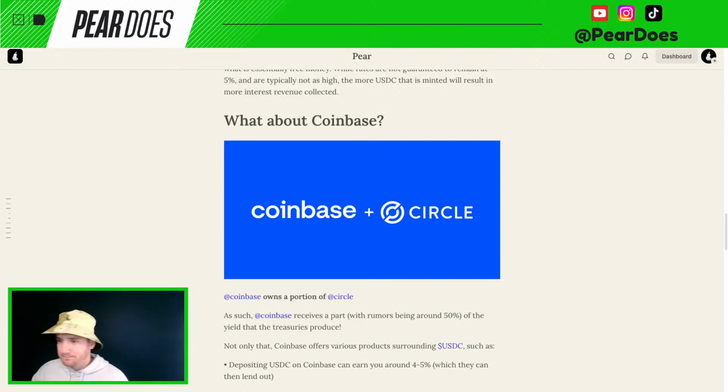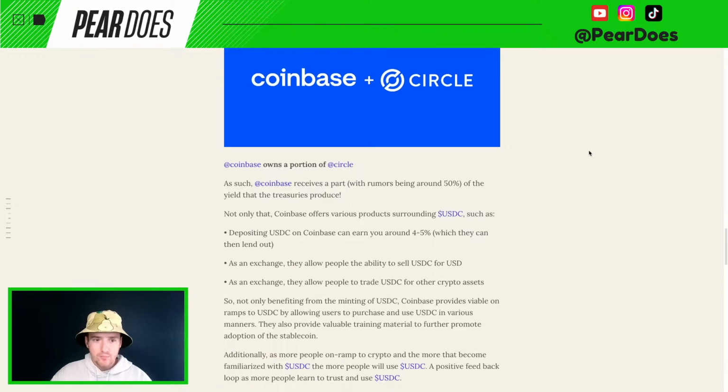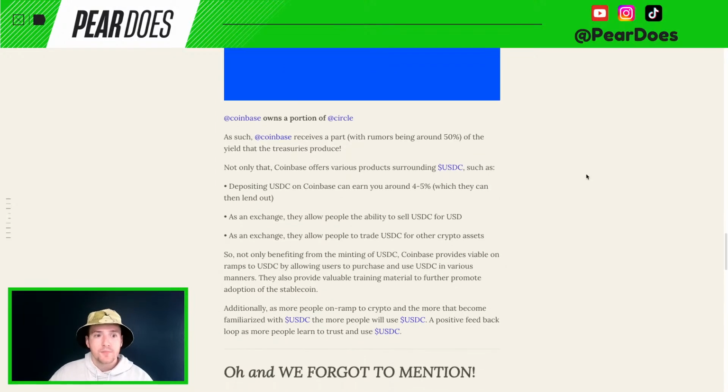So there's a picture here. Coinbase plus Circle. Where does Coinbase come into play? What about Coinbase? What does this have to do with Coinbase? Coinbase owns a portion of Circle. As such, Coinbase receives a part, with some rumors saying around 50%. This might be even more in recent years, of the yield that the treasuries produce. So again, if they're producing 5%, Coinbase will get 2.5% of that.